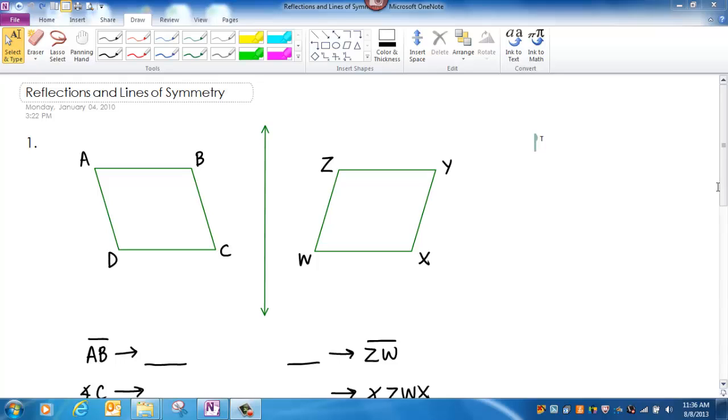Okay, everybody, we are going to continue our transformations unit, talking specifically today about reflections and lines of symmetry.